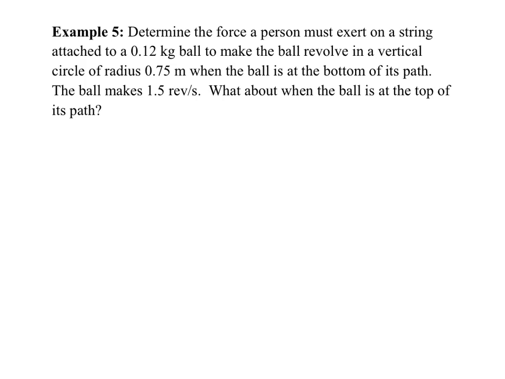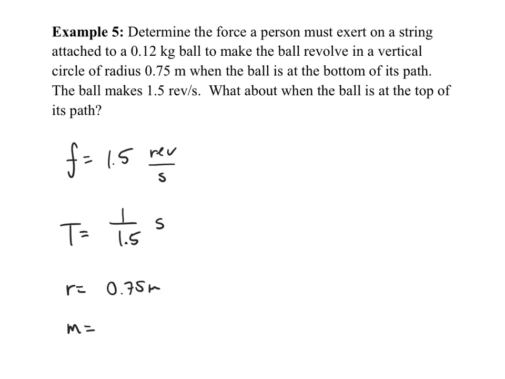The frequency of revolution. So the frequency of revolution is 1.5 revolutions per second. So the time period it takes is going to be 1 over 1.5, and that's in units of seconds. We can use either of those variables when we're calculating speed. Okay, so the next part we have to recognize is that we're going to have to calculate speed. The radius of the rope is 0.75 meters, and the mass of the object is 0.12 kilos.